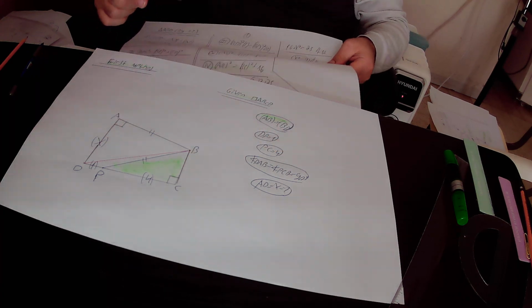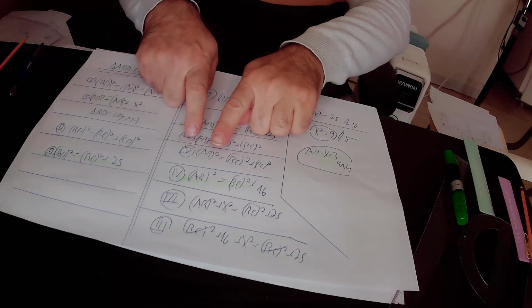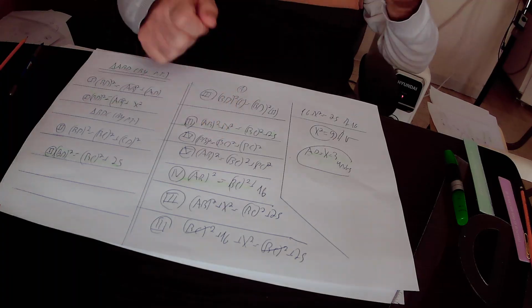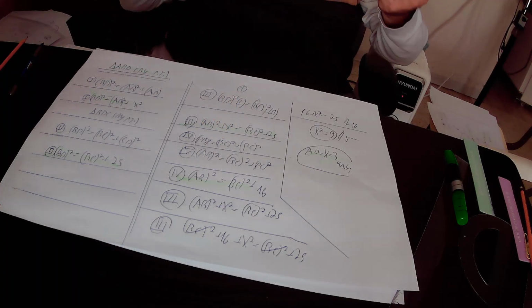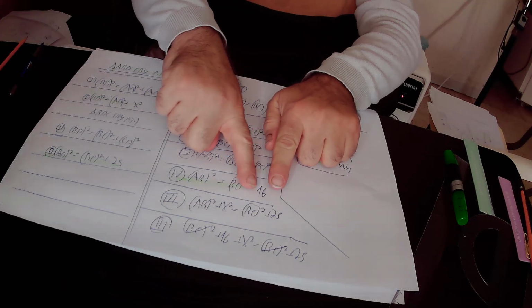So in total, according to equation 4, we found that AB squared equals BC squared plus 16. This is according to equation 4, but according to equation 3, we found that AB squared plus x squared equals BC squared plus 25.